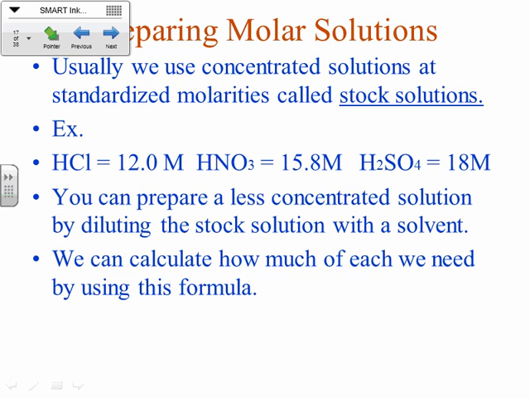So the formula that we're going to use to calculate the dilution is M1V1 equals M2V2. I think you're going to like this equation. It's not very difficult. I think you're going to like the problems that go with this equation. All right?